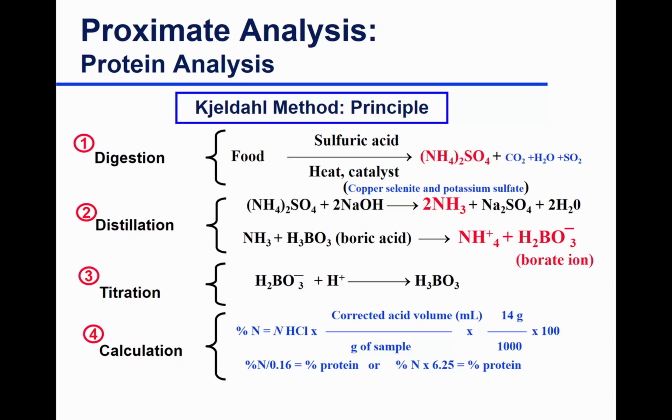So the reaction requires concentrated acid and requires heat, and there is a catalyst. The catalyst is basically a combination of different salts. What they do is basically speed up digestion, otherwise it will take much longer than what it actually takes. And they increase the boiling point of the acid, which is very important because you don't want the acid to boil off. You want it to stay and digest your food and be efficient at it. So the catalyst increases the boiling point of your acid.